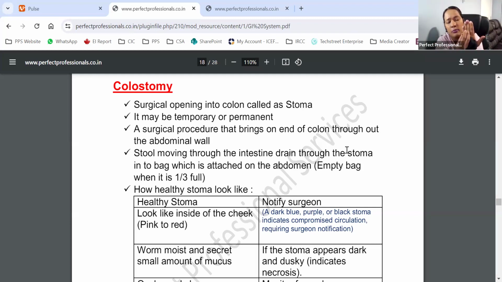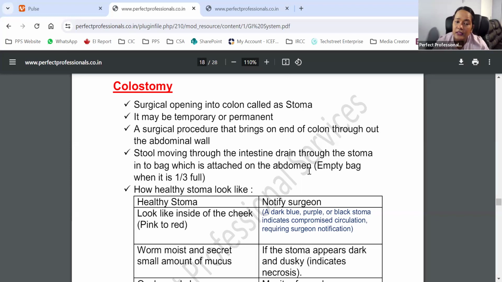Okay. What is stoma? This is your patient's stoma. From this stoma, you will be getting stool, or some drain. Stool moving through the intestine drains through the stoma into the bag. Here we will attach a bag, children, okay? Bag which is attached to the abdomen. You have to empty the bag when it's one-third full.